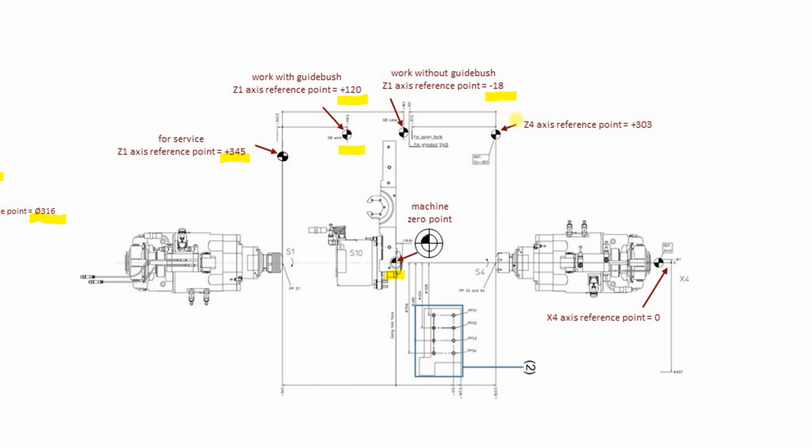In channel 2 and axis Z4, we have reference position at the value 303. This is retracted position of back spindle. In axis X4, the reference is 0. It means that back spindle is positioned in front of main spindle, and then centers of both spindles are in the same line.